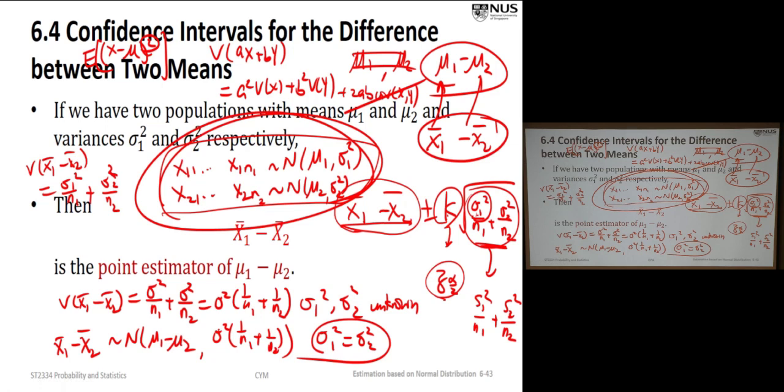So I can standardize it: this minus the mean, divided by the square root of this. I don't know sigma, right? I replace it by some estimate. Then what is the distribution?